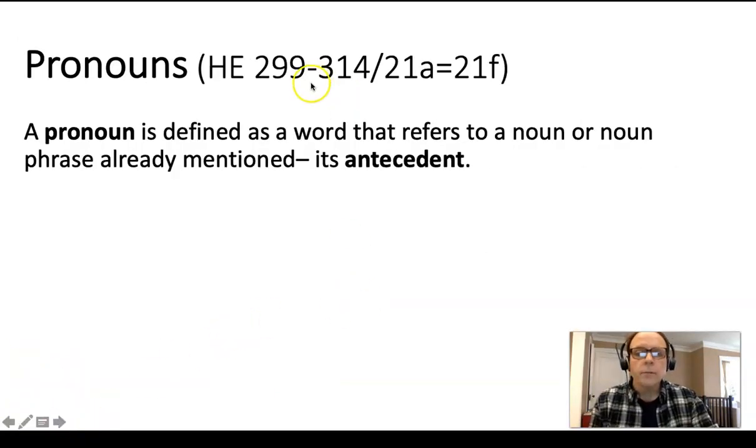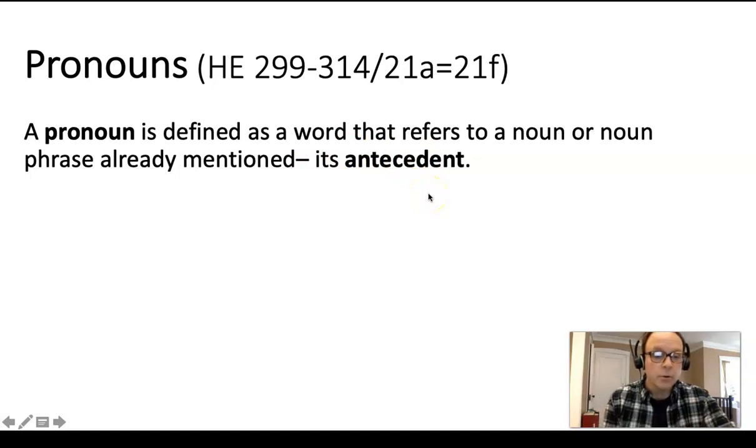So pronouns, you can find more about these. I'm going to cover just a little bit, but this is in the Hardbrace Essentials, HE 299 to 314. Those are the page numbers. If you have a different edition, it's section 21A, 21F. This is in the grammar part, sort of near the end of the book. But a pronoun is defined as a word that refers to a noun or noun phrase already mentioned. That's what's called the antecedent.